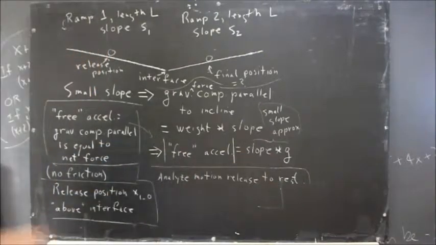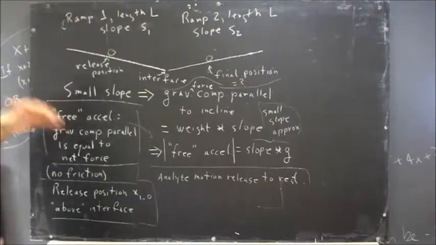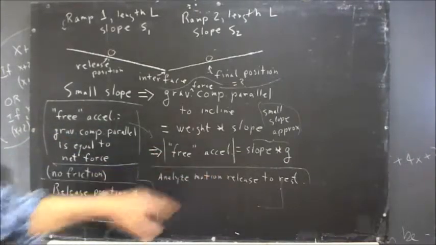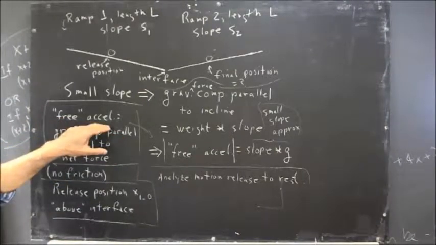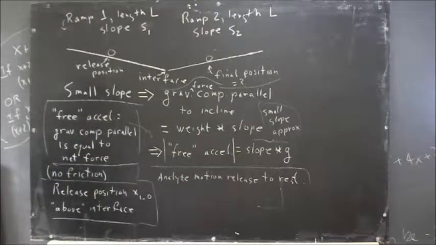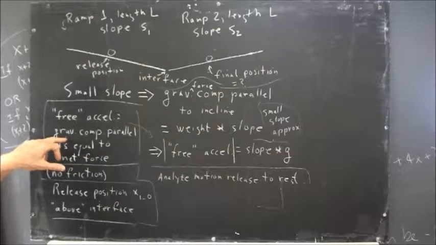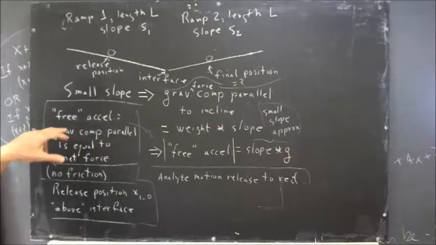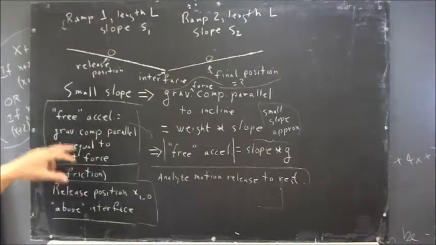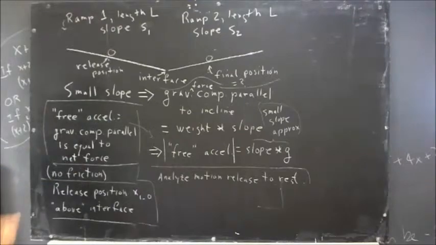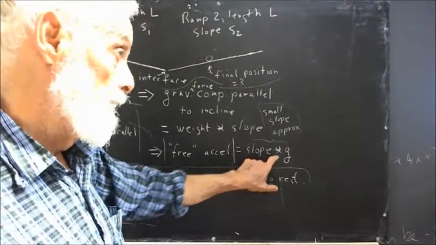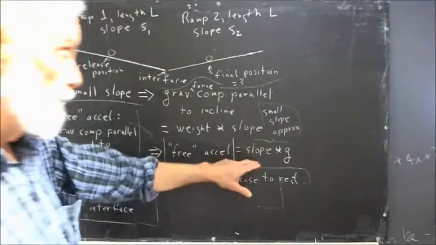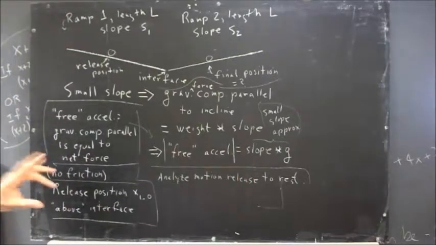By free acceleration, I mean the acceleration in the absence of any forces other than the gravitational component. So when I say free acceleration with the quotes around free, I'm referring to acceleration that results from just the gravitational component, and the condition being that the gravitational component parallel to the ramp is equal to the net force. Under those circumstances, that's what I mean by free acceleration, and under that circumstance, this is going to be your acceleration. And I'll probably ask you to prove that. Not particularly difficult, but you want to be sure you understand why it's so.